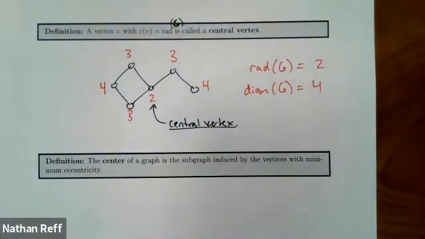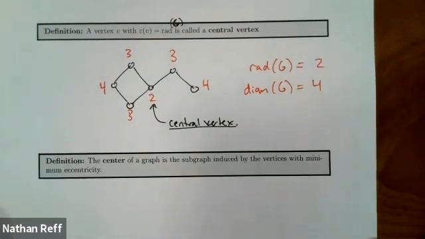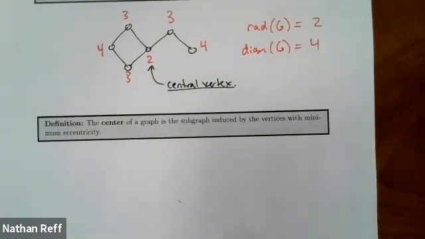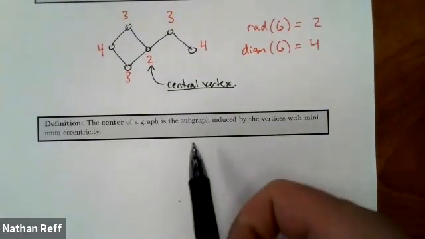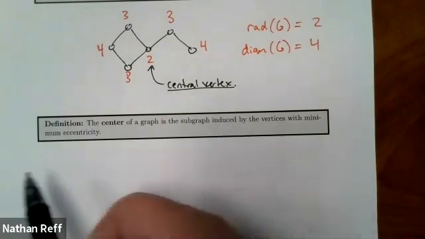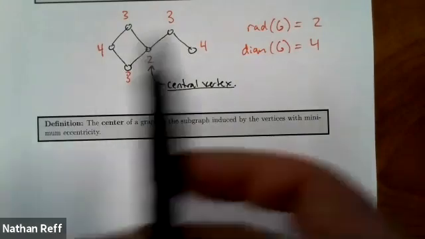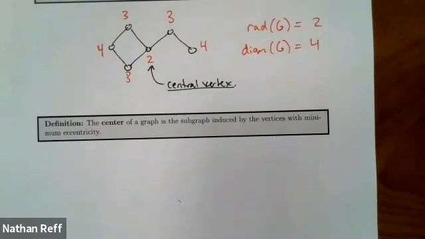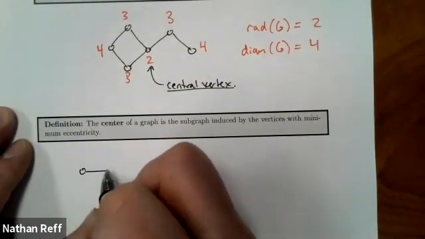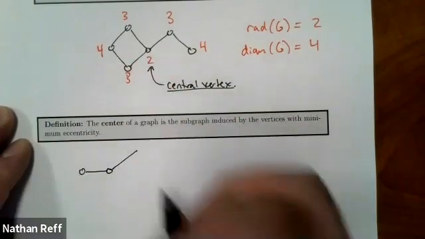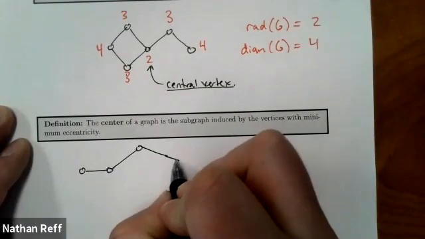Now your graph may have many central vertices, but just by definition, it's just a vertex where the eccentricity is equal to the radius. Okay, and then what you could actually do is you can induce a subgraph called the center of the graph. So the center of a graph is a subgraph induced by the vertices with the minimum eccentricity. Okay, meaning induced by vertices where the eccentricity is equal to that radius, right? So let me give you an example where you might not end up with a trivial vertex. Like here, this would just be a vertex, right? Okay, let me give you an example where you don't just end up with a vertex.